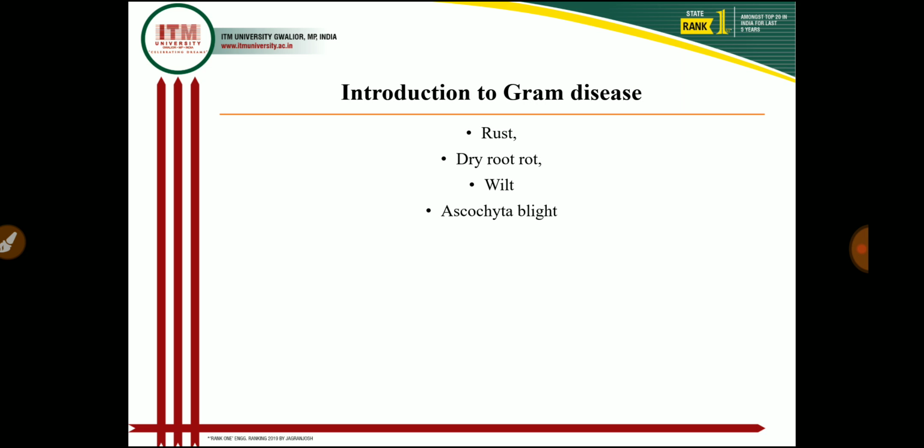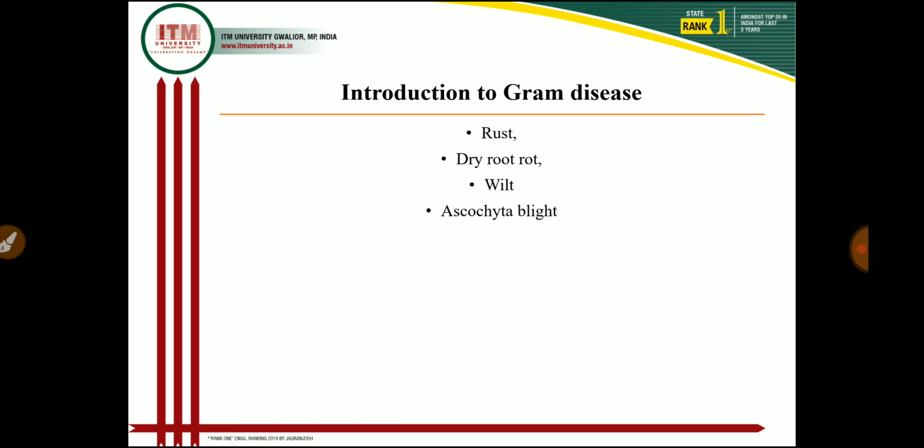The gram crop is cultivated in Rabi season, and because it is cultivated in Rabi season, it is more prone to attack by different types of insects and pathogens. Mostly rust, dry root rot, wilt, and Ascochyta blight are the diseases that cause huge losses to the gram crop.